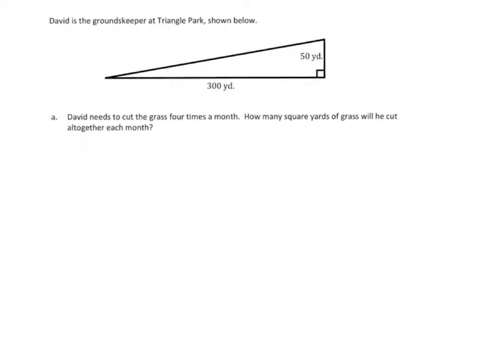Alright, so for the test review for number 1, we had a triangle. It said David is the groundskeeper at Triangle Park, shown below. David needs to cut the grass 4 times a month. How many square yards of grass will he cut altogether each month? So the important thing in this problem is that it says 4 times a month. And how much does he cut altogether each month? These problems, you have to really read the directions to make sure you know what you're doing.